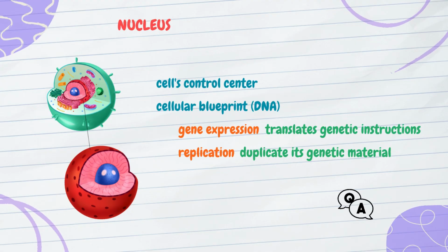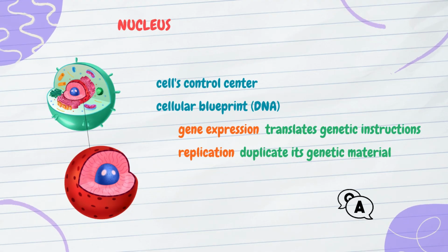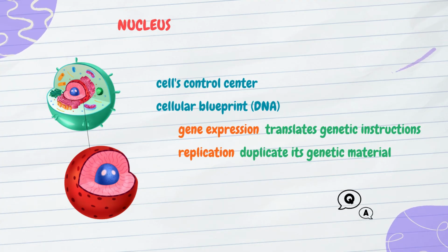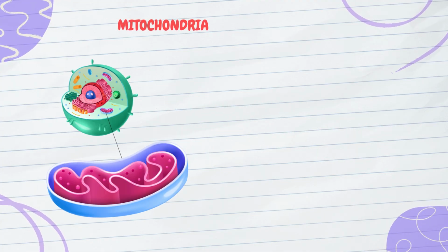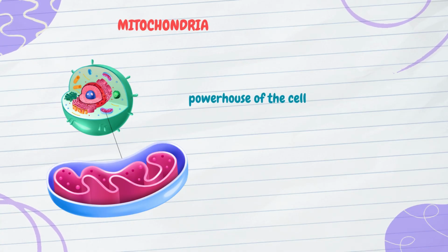Challenge 3. If the nucleus were removed from a cell, would the cell continue functioning? How long would it survive without its control center? Next, the mitochondria. The mitochondria is also known as the powerhouse of the cell.